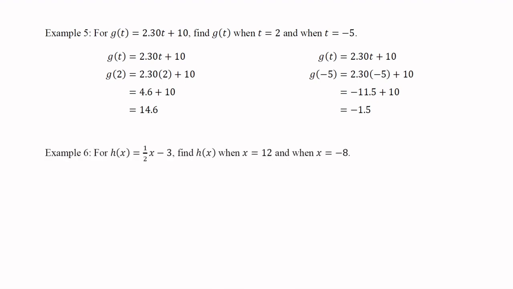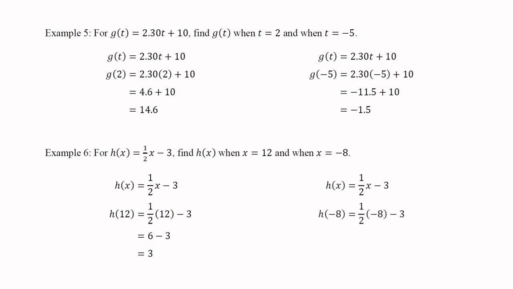For example 6, again, the process remains the same. Start with our function. We're going to start with finding when x equals 12 what our output is. So we're going to put 12 in for x, multiply, and then subtract to get h of 12 equals 3. When we want to do the same problem when x is negative 8, we plug in negative 8 for x, multiply, and then subtract to find that h of negative 8 equals negative 7.